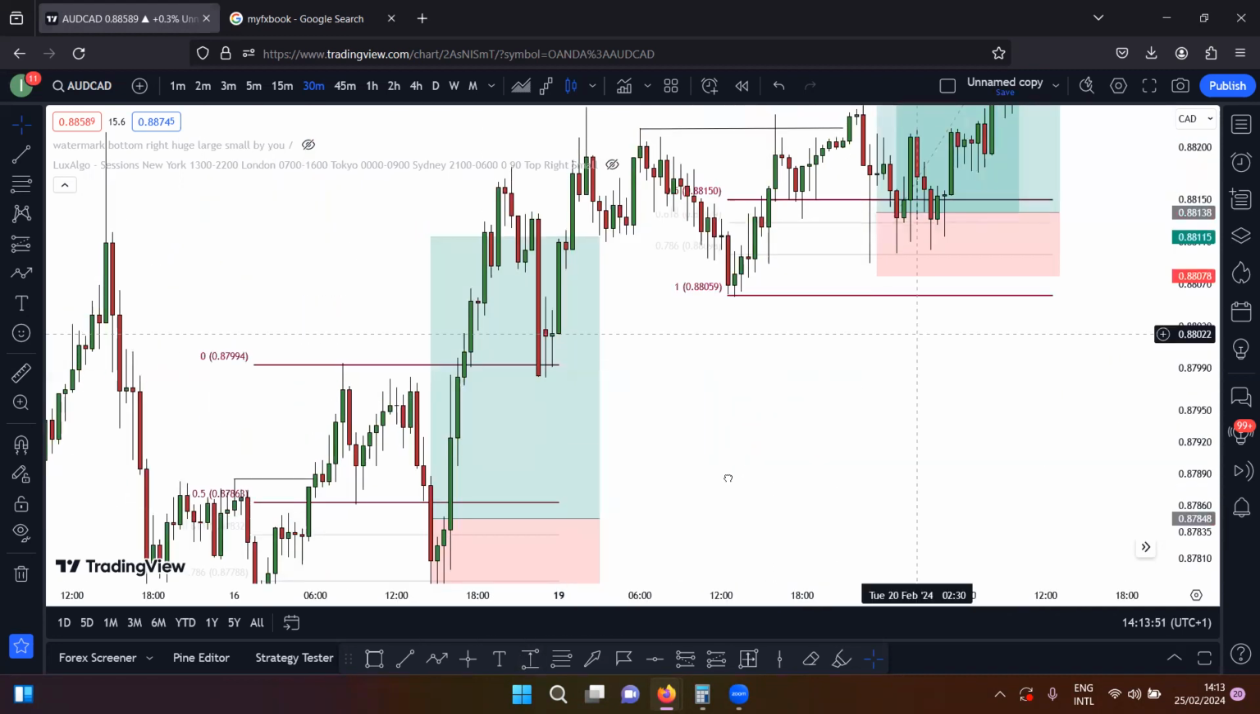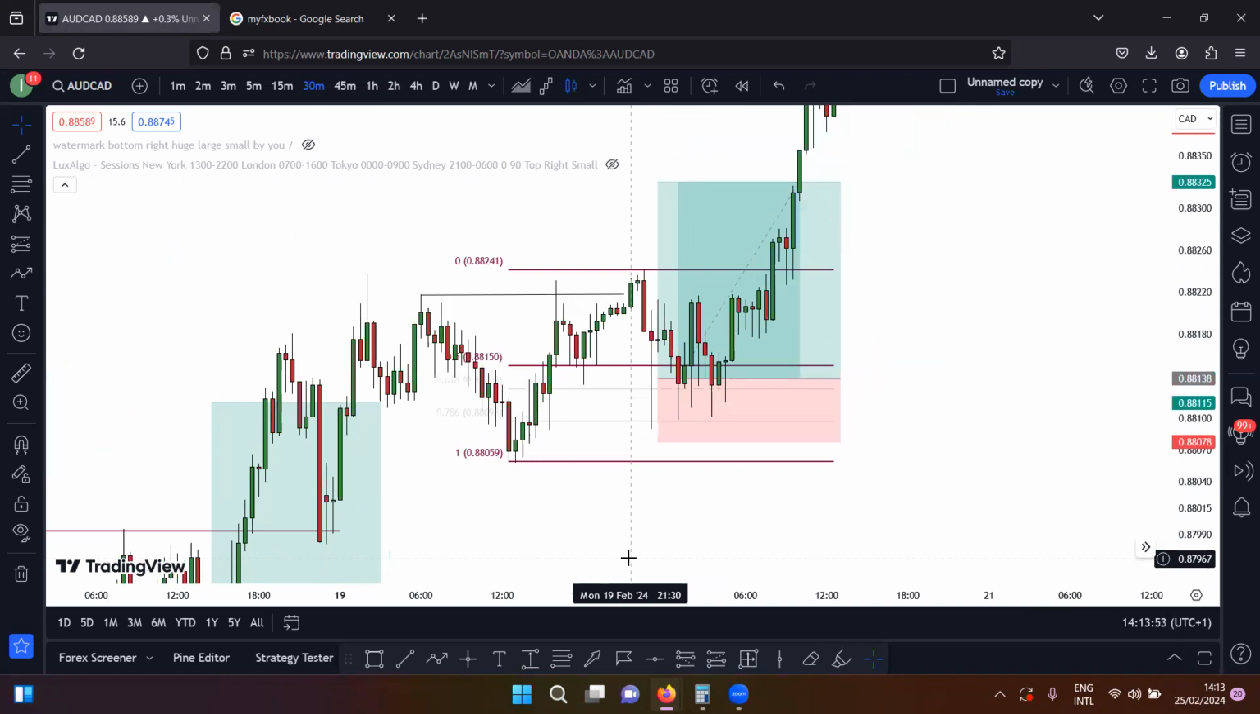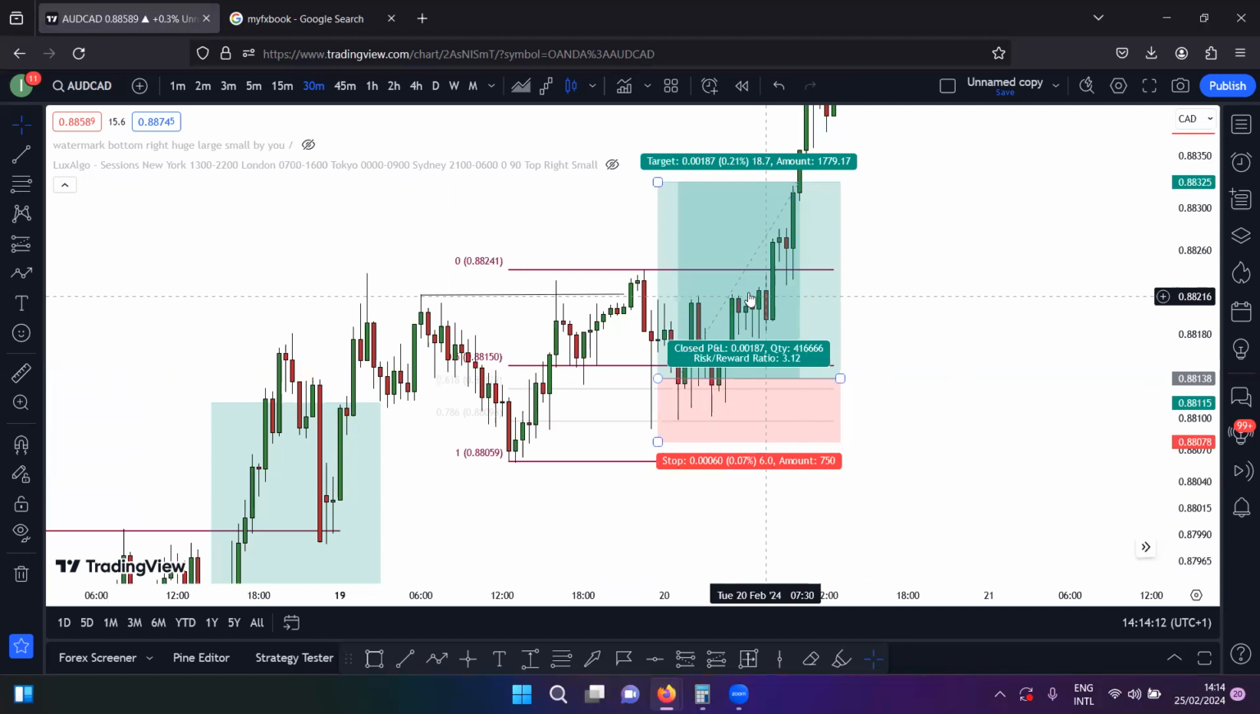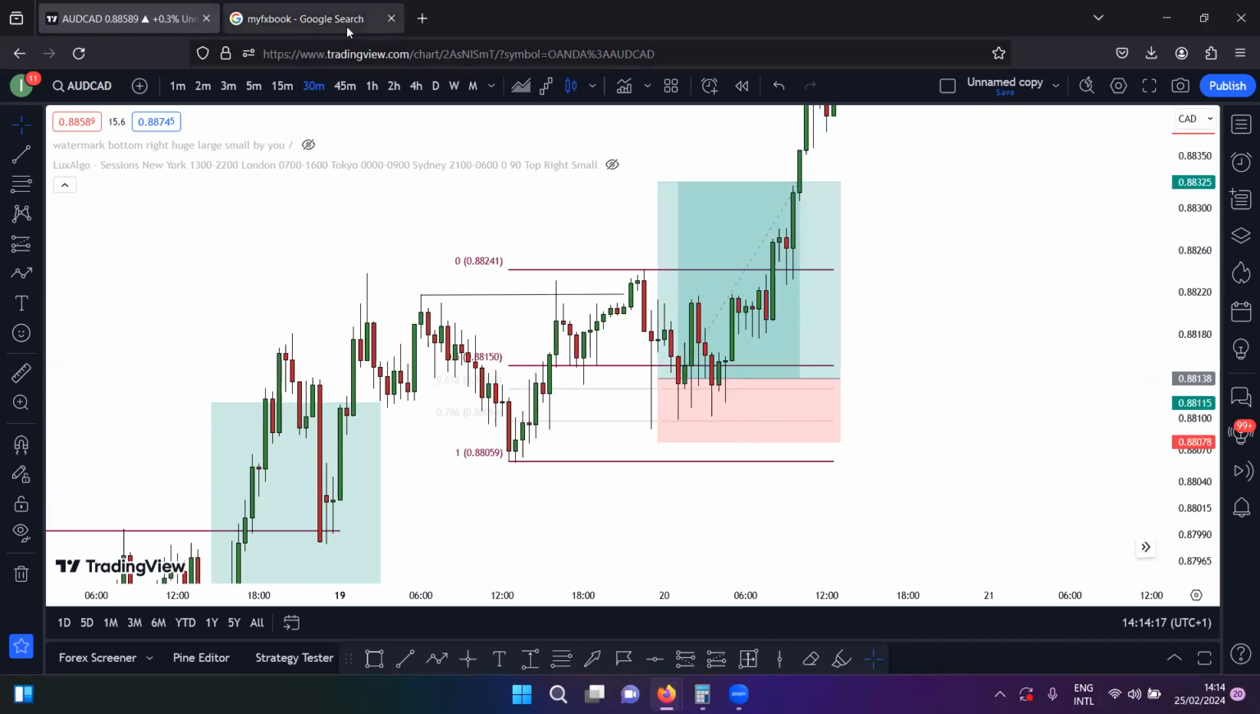Now we know where to enter a trade based on John's strategy, and we know where to exit a trade based on our risk to reward ratio. The question now is, how do we know what lot size to use? And that's the main reason for this video. What lot size am I going to be making use of?